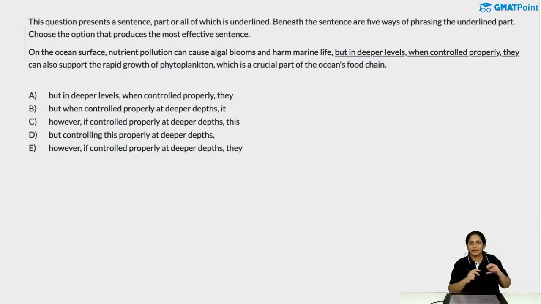In this particular question, we have a sentence correction question with a lot of things going on, but there are specific things which are referring to: "but" versus "however", when to use which, the right placement of a modifier, and also the pronoun choice between "they" and "it" as such. So let us take a look at the sentence.